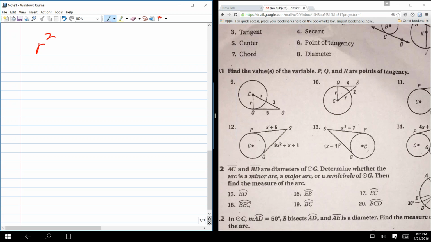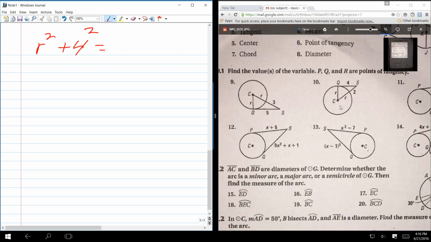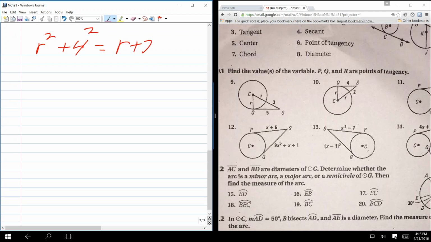R and 4. Right. In other words, whatever is not the hypotenuse are the short sides. So r squared plus 4 squared, there's my a squared plus b squared. What goes on the right side? Equals r squared plus 3. No, we got to square this hypotenuse. What's the distance of that hypotenuse in 10? Not 9, but in 10. R plus 2, quantity squared.